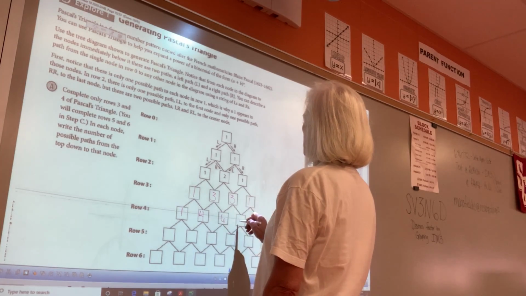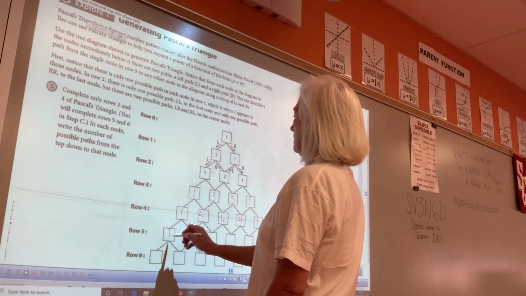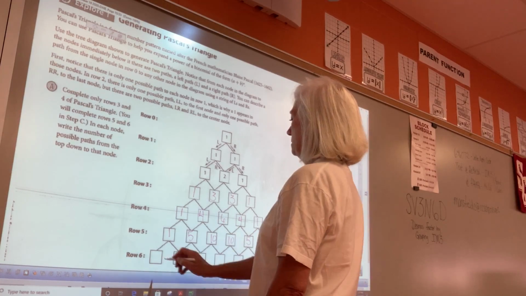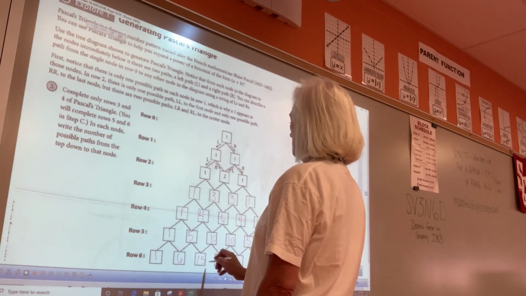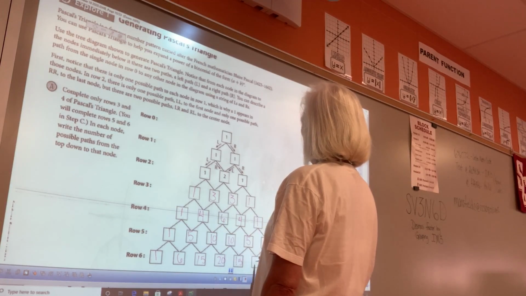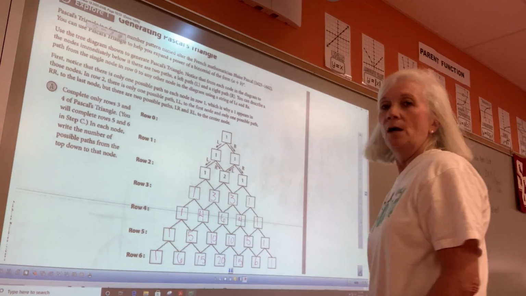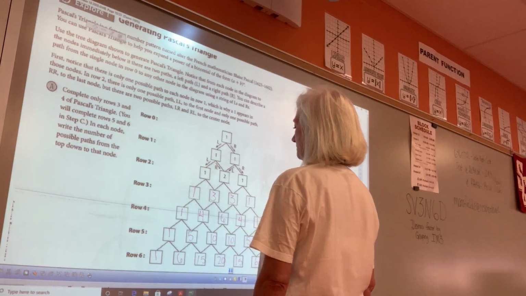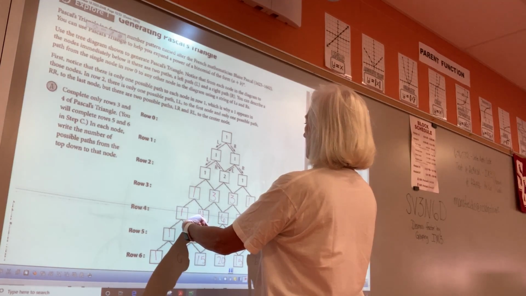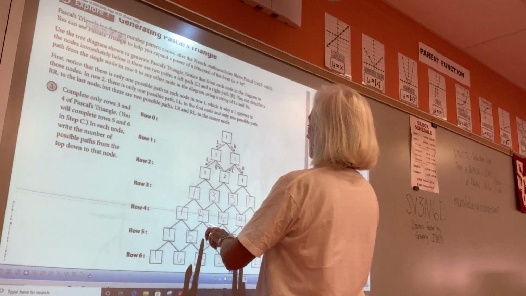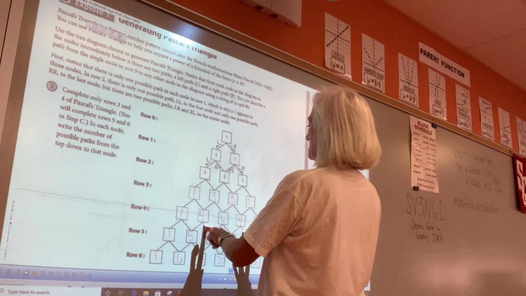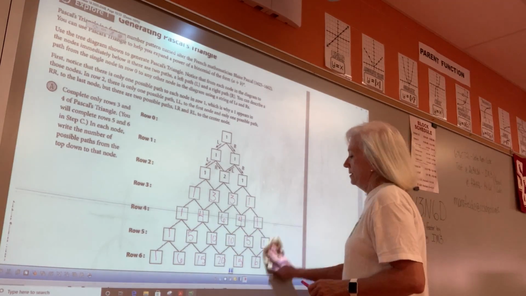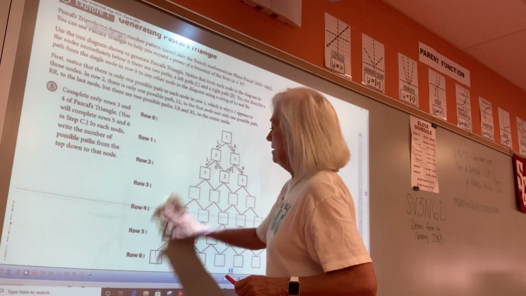Add these and I get 6, add those and I get 4 and 1, then 1, 5, 10, 10, 5, and 1, 1, 6, 15, 20, 15, 6, and 1. So hopefully you see the pattern there. 1 is always on the outside, and then you sum these, and what else do you notice? These are the same. The numbers closest to the outside are the same, and then they're the same there. So that's kind of how you create that triangle.